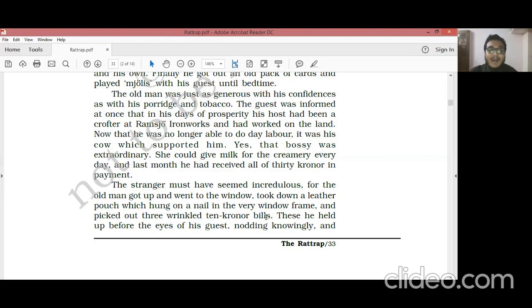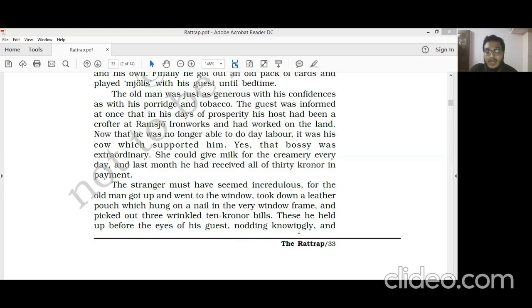This he held up before the eyes of his guest. See, I have got it. When you have some achievements, when you have a friend, a near and dear one whom you trust, you show him or her. Similarly here, this man refers to the crofter, and he started showing the trusted peddler the 30 kronor. Three wrinkled 10 kronor bills, that is 30 kronor. This he held up before the eyes of the guest.